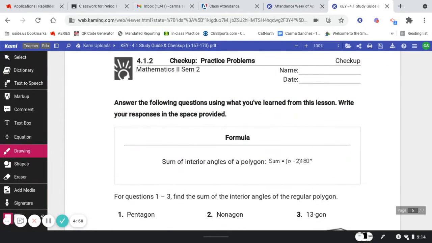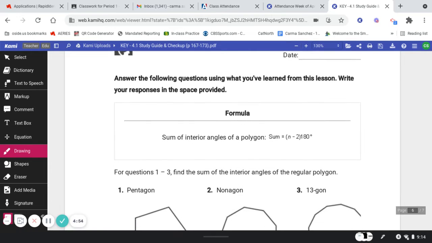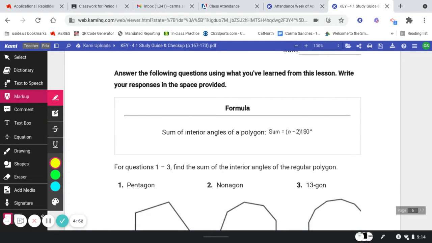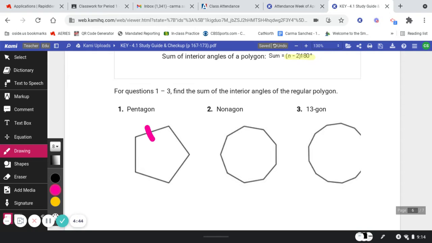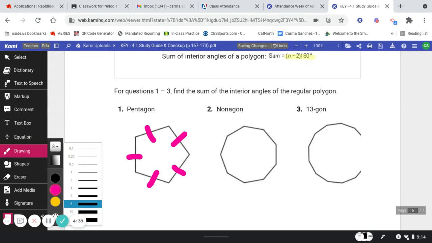Okay, for this checkup, I want to see if you can practice these problems because these are what the quiz questions are going to be like. So for this first one, we're just using this little formula here, n minus 2 times 180, which we just got from our notes. So if I go down here to a pentagon, we can count the sides, 1, 2, 3, 4, 5, or we might already know that a pentagon has 5 sides just from vocab. So we know the number of the sides of this shape is 5.